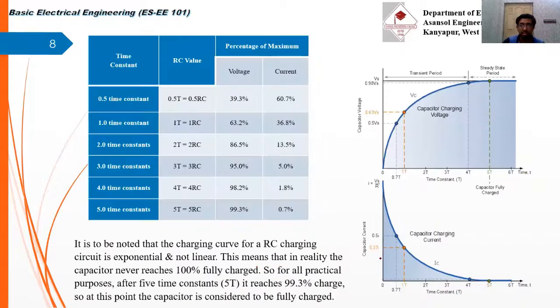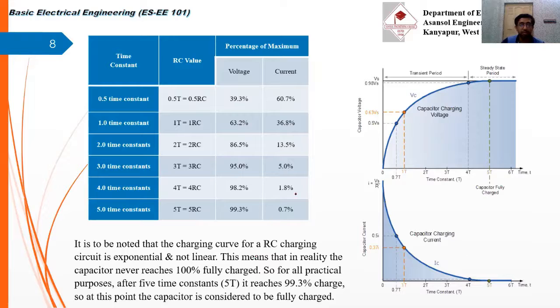Similarly, if in that capacitor there is no voltage source and the capacitor was fully charged in the previous case, in that case the capacitor will deliver the current, and that current will decay through the resistor by heat. So that RC circuit will be called the current decaying circuit.